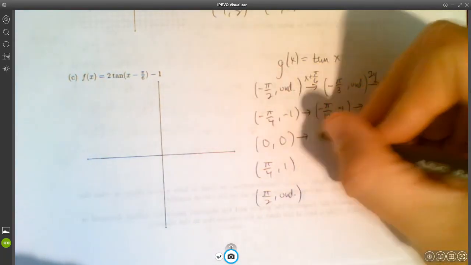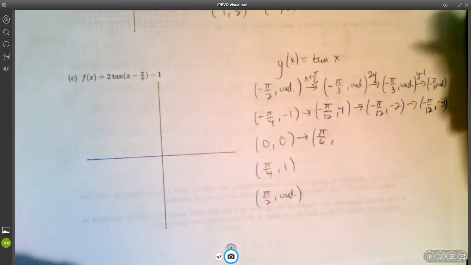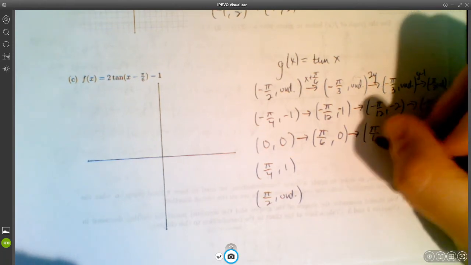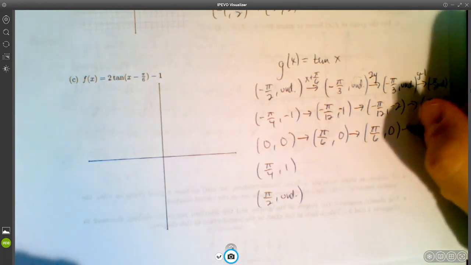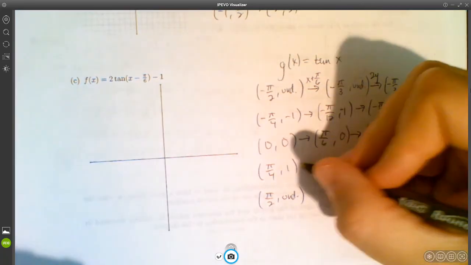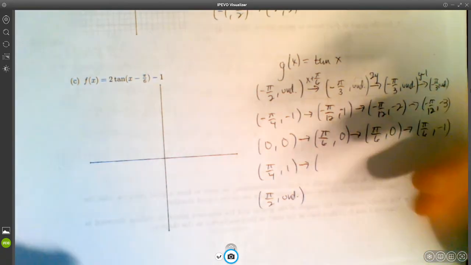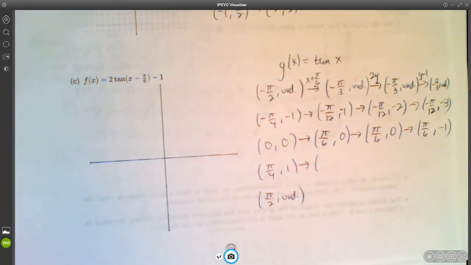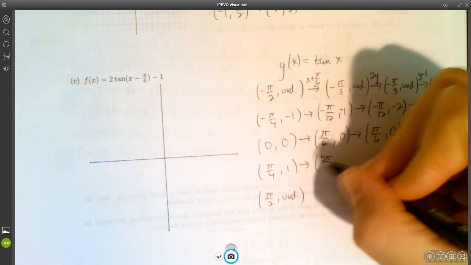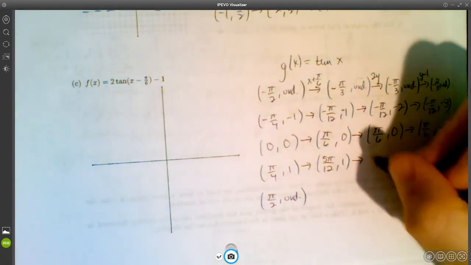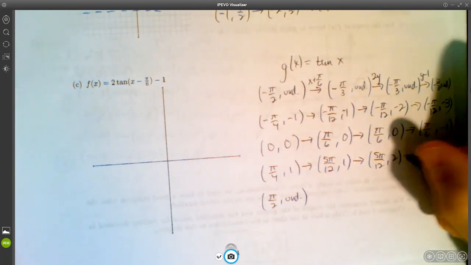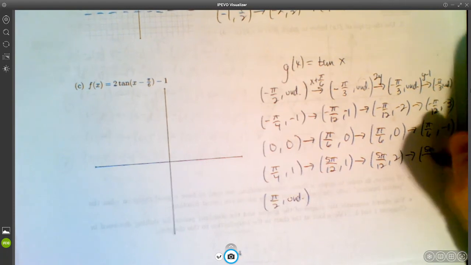0, 0. I add pi over 6. Multiply by 2. And then subtract 1. Okay, pi over 4, 1. So pi over 4 plus pi over 6 is 5 pi over 12. 1 times 2 is 2. And 2 minus 1 is 1.